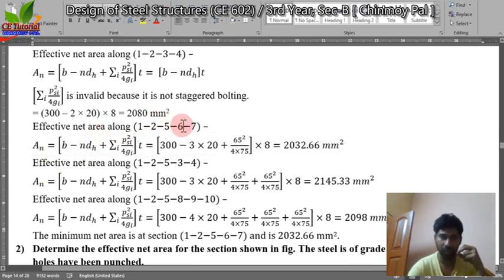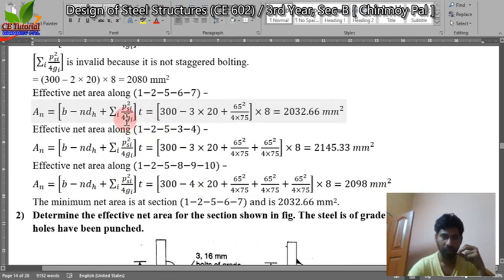But for 1, 2, 5, 6, 7, one diagonal from 2 to 5 is there. That's why we need only one p s square by 4 gi. B is 300, n into dh is number of bolts 3 into 20 dh, and for 2 to 5 one diagonal line is present. That's why only one p s square. P is the pitch, given as shown in the figure, and 4 into gi is 75.